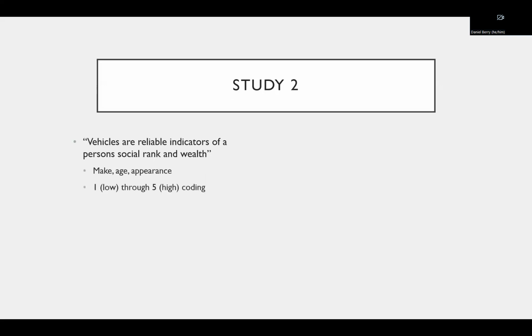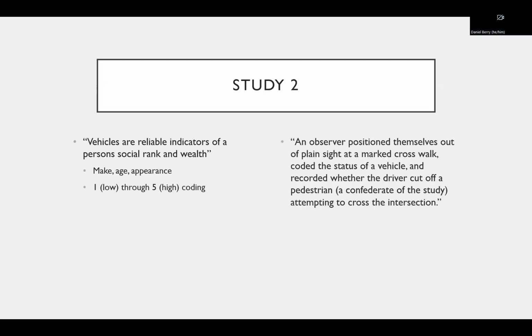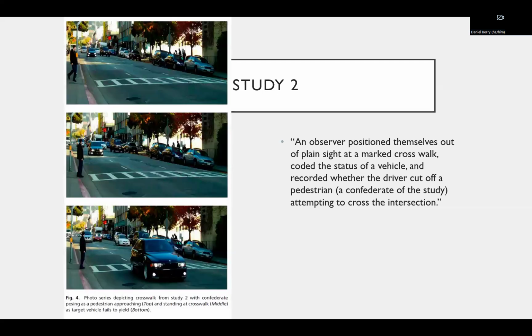Study two worked kind of the same way. They again said vehicles are reliable indicators of people's wealth, and they had folks measuring the quality of the vehicle on that 1 through 5 scale. And in this study, the observer positioned themselves at a marked crosswalk, coded the status of the vehicle, and recorded whether the driver cut off a pedestrian.